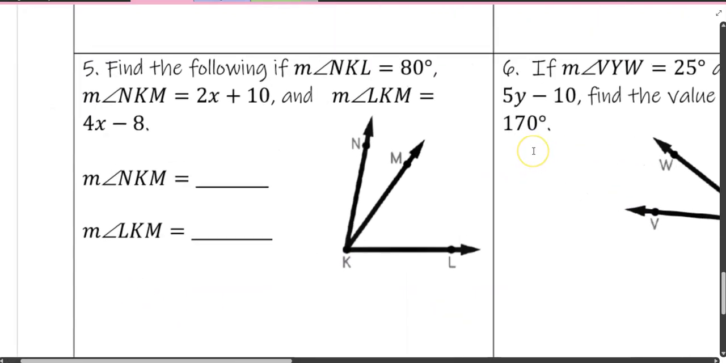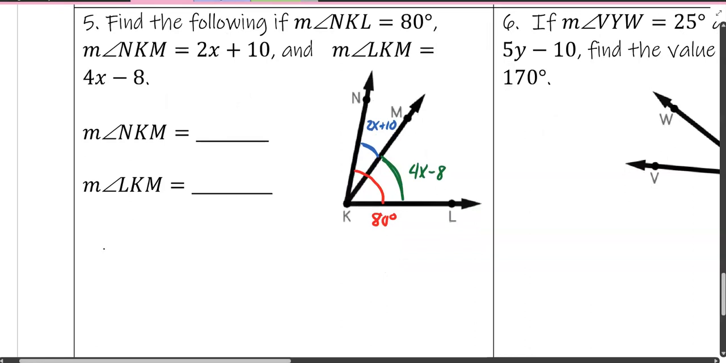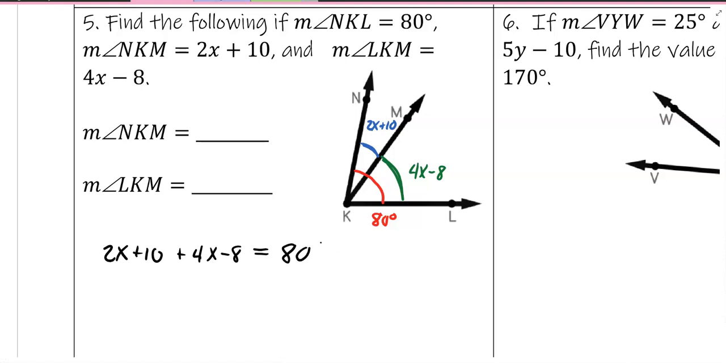Like I said, I like to color code these, so that's what we're going to do now. NKL, that's going to be the whole thing. That's 80 degrees. Then they tell me that NKM, this upper portion, is 2x plus 10. And the last part, LKM, this one down here, is 4x minus 8. But once again, part plus part equals whole. So this would be 2x plus 10, the blue portion, plus 4x minus 8, the green portion, equals 80.